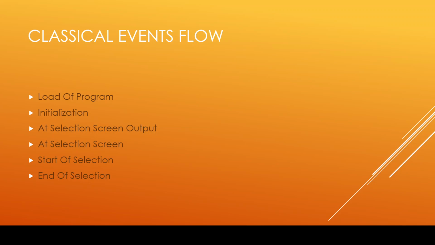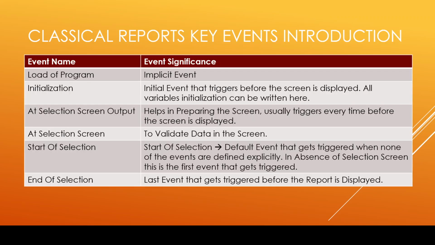That doesn't mean that once the control of the program has moved past at selection screen output, it will never call it again. It will still call it back based upon the scenario. In this demo, I'm going to explain the exact scenarios where each of the events can be called back. This is the same explanation that I gave in my previous episode. For a detailed explanation of each of these events, you can follow my previous episode, and let's jump onto the demo now.